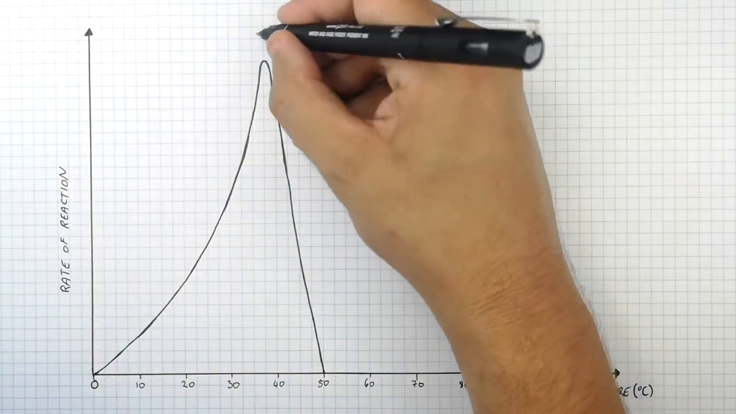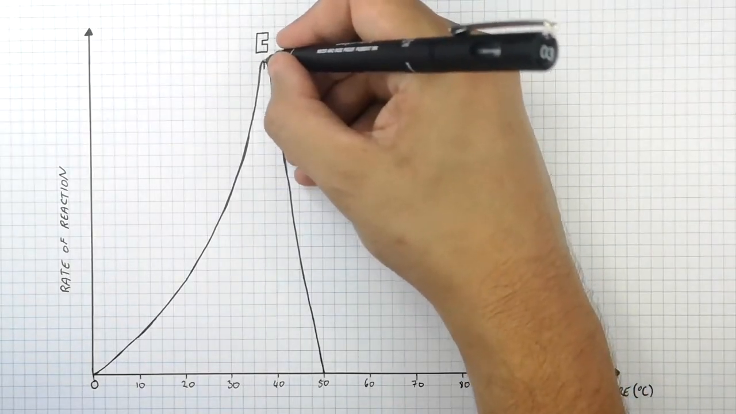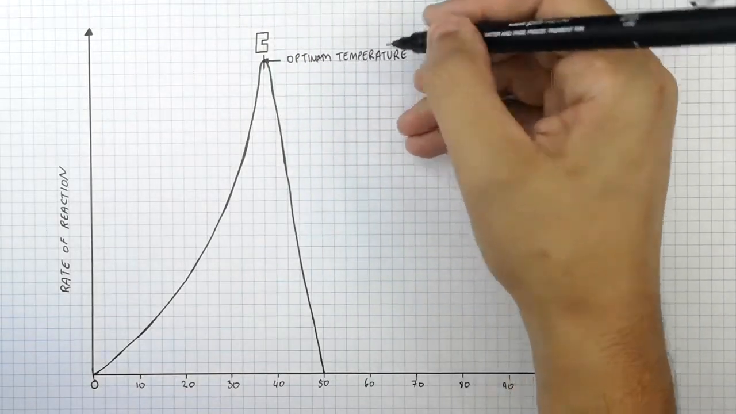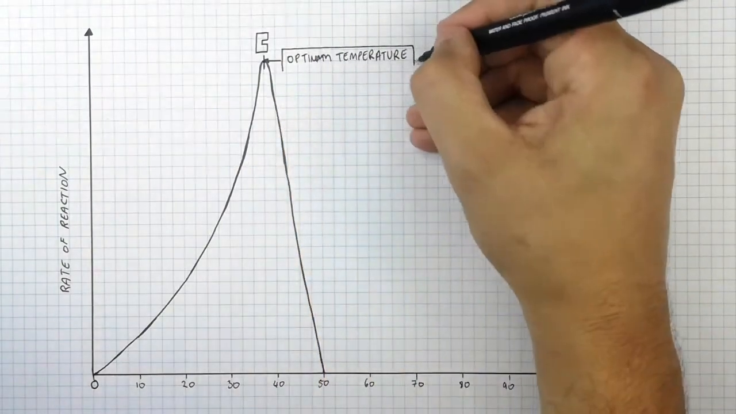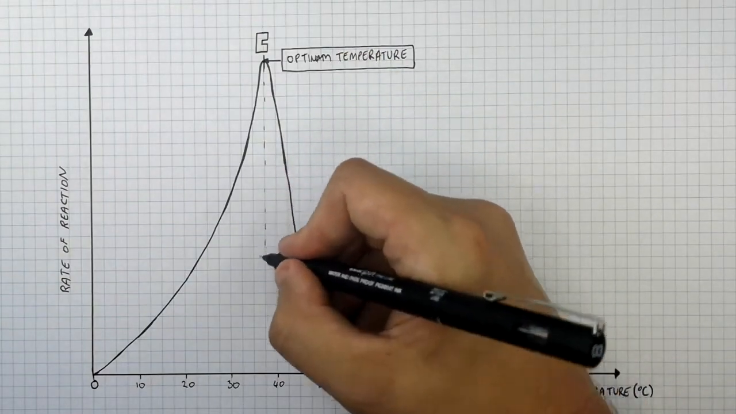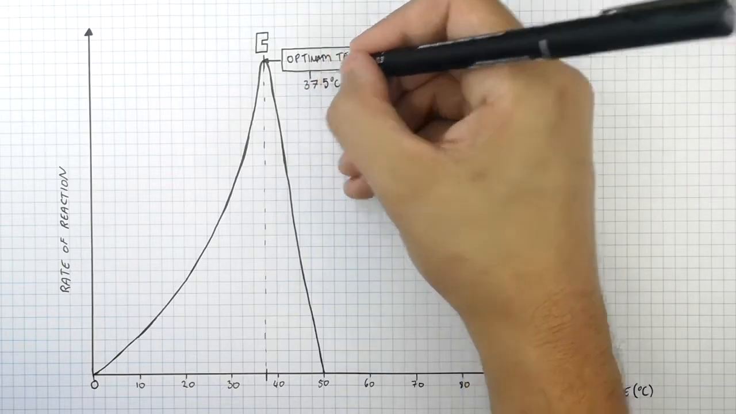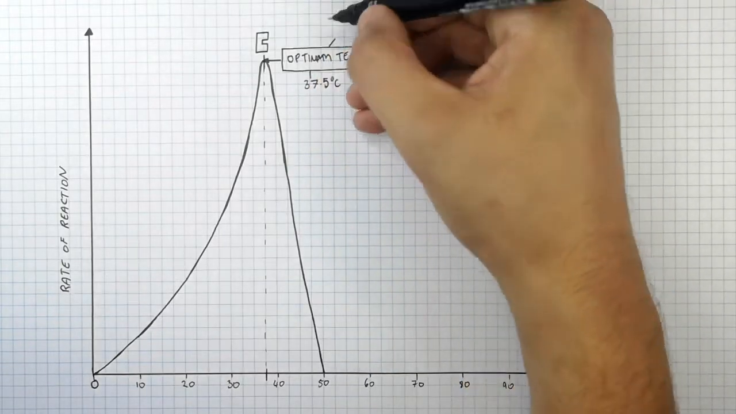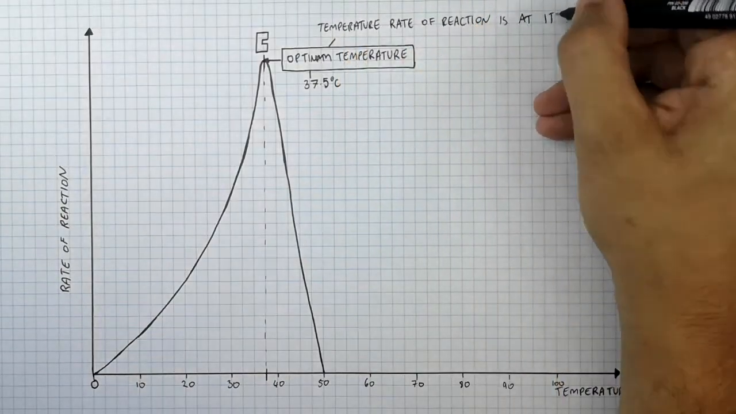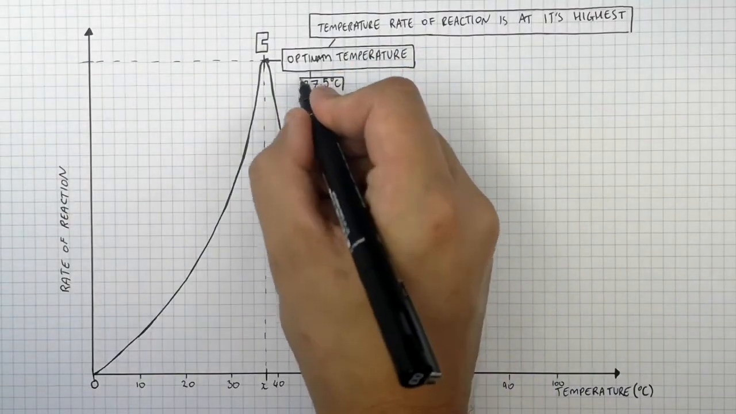This point here is where the enzyme is working at its fastest rate. At this temperature, this is the optimum temperature where the rate of reaction is at its highest. So the rate of reaction is at its highest for this enzyme at this temperature, which is 37.5 degrees Celsius. The optimum temperature, which is 37.5 degrees Celsius, is the temperature where the rate of reaction is at its highest.